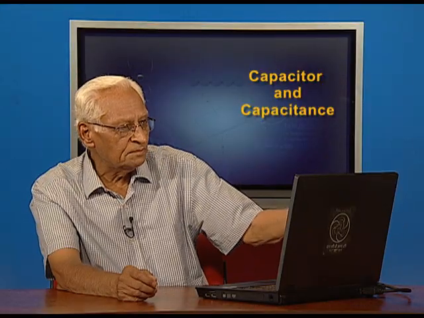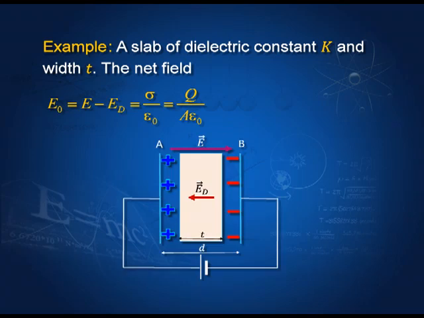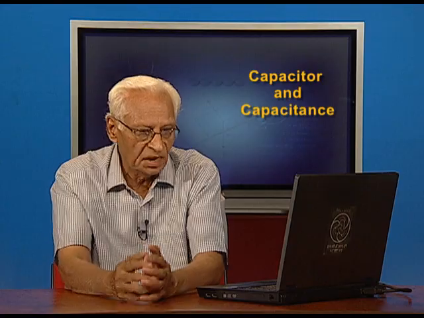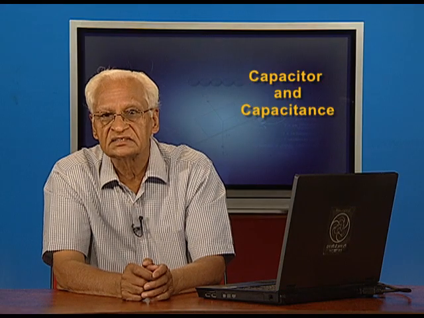Suppose that there is a slab of dielectric constant K and width t. Earlier, the whole space was covered by a dielectric. Now, we have only a plate of thickness t inside the capacitor. So, what happens now? Same thing: field E0 is there in this direction, field Ed is there in this direction. So, field E0 is present in the space which has a thickness d minus t.